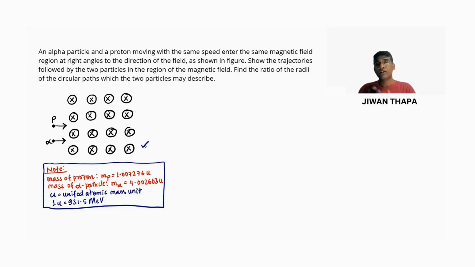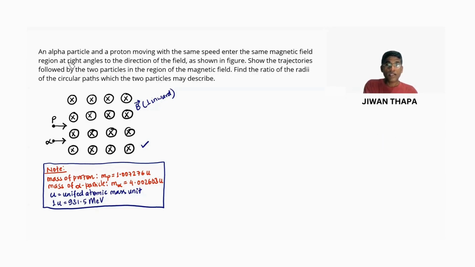We need to show the trajectories or path followed by the alpha particle and proton in the region of magnetic field, and find the ratio of the radii of the circular paths which the two particles may describe. And we can see the magnetic field is perpendicular to the plane of the board and is directed inward. So we have a cross inside the circle. It indicates that magnetic field B is perpendicular inward.